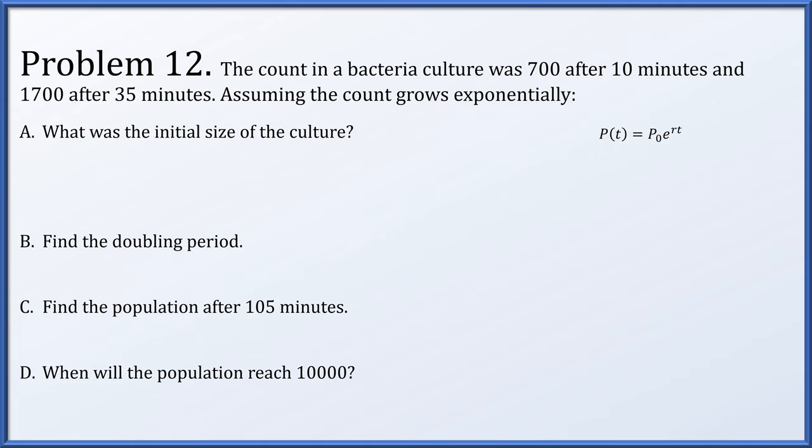So we have this exponential growth model. The population at time t is the initial population times e to the rt. We are given that the population at time 10 is 700, and we're also given that the population at time 35 is 1700.